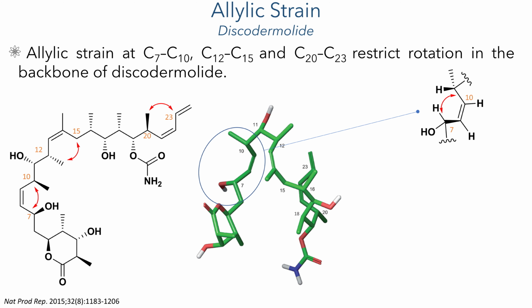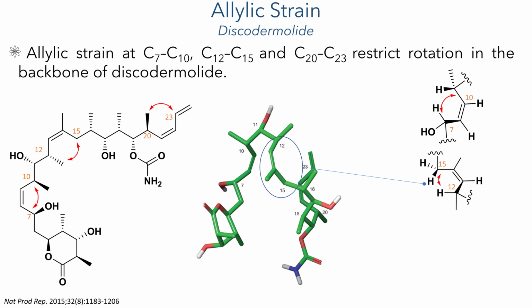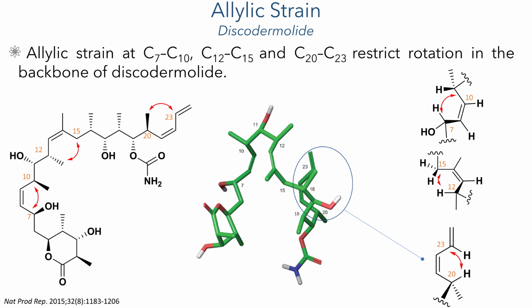We can see this allylic strain in the backbone of discodermalide. It occurs between C7 and C10, C12 and C15, and also between C20 and C23. In all of these locations on the molecule, 1,3 allylic strain is minimized by adopting a conformation where a hydrogen atom is placed in the most sterically hindering position.